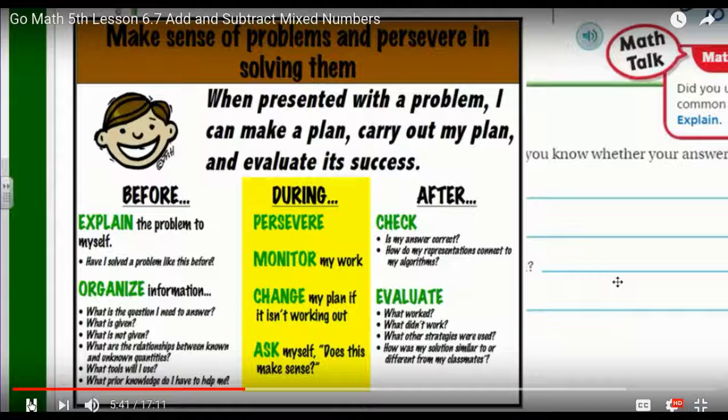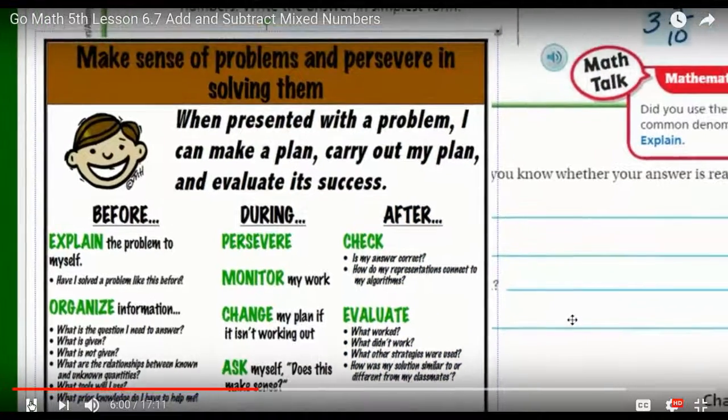Okay, monitor your work means checking it. Change your plan if it's not working out. It's okay to say, hey, this doesn't look right. Let me go back and check it. And of course, after checking, is my answer correct? That kind of thing. Is there some way I can show a model to make sure that I'm doing what the problem is asking me to do? Okay, goodbye, mathematical practice number 1.